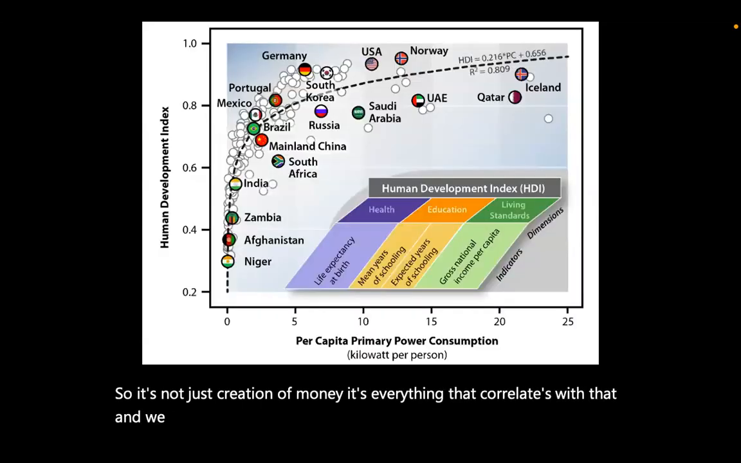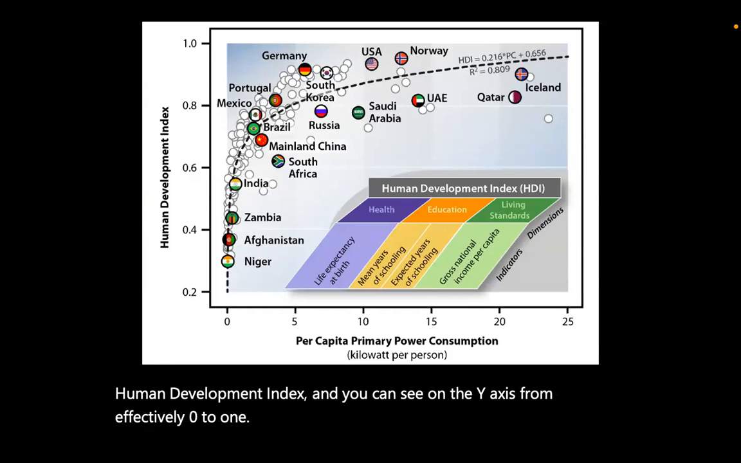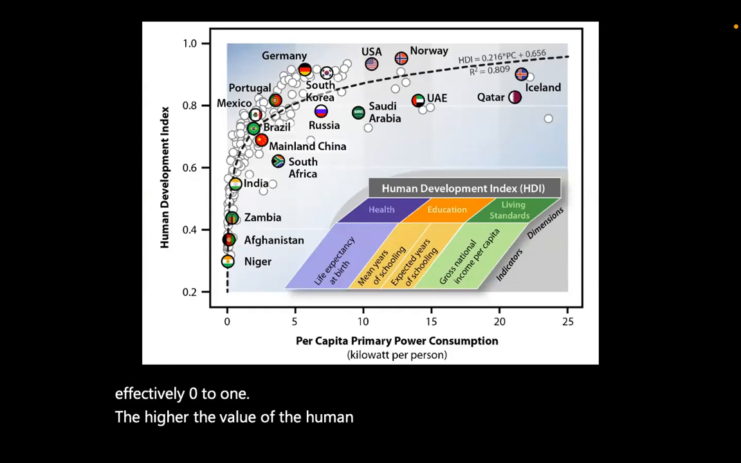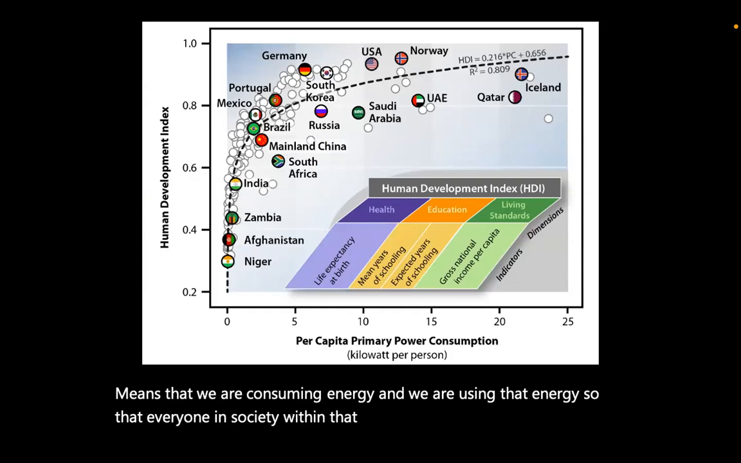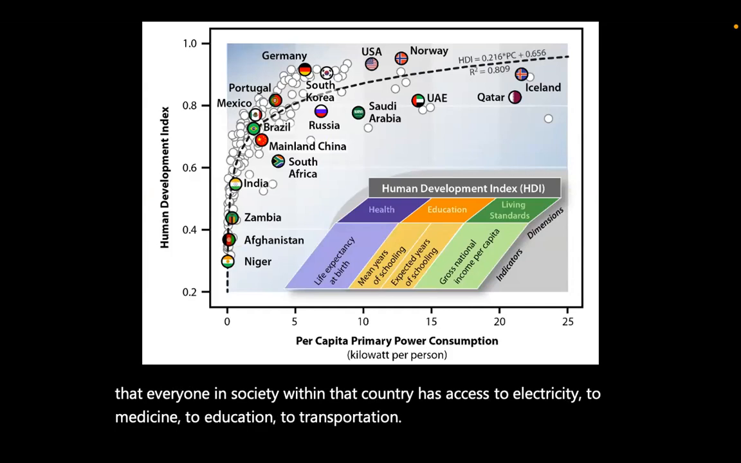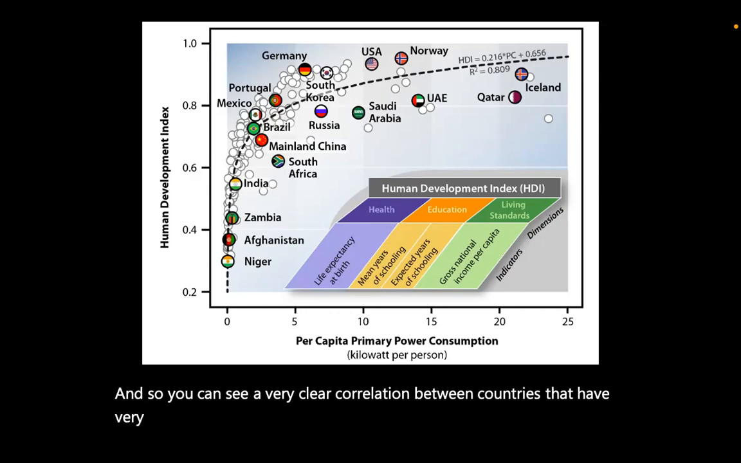And we see this when we look at a variety of indices. This one is called the Human Development Index. And you can see on the y-axis from effectively 0 to 1, the higher the value of the Human Development Index means that we are consuming energy and we are using that energy so that everyone in society within that country has access to electricity, to medicine, to education, to transportation. And so you can see a very clear correlation between countries that have very low human development indices and their lack of energy consumption.